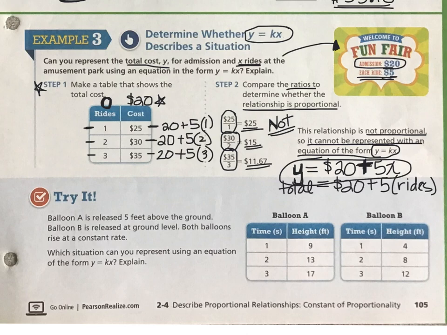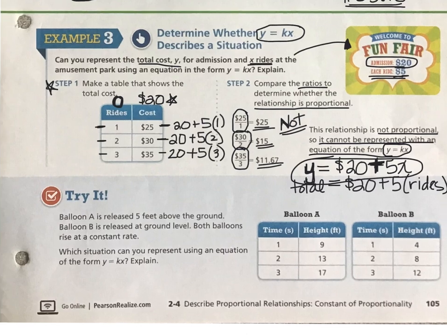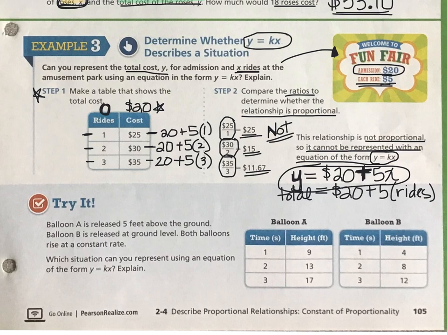Now let's consider the try it question at the bottom of the page. Balloon A is released 5 feet above the ground. Balloon B is released at ground level. Both balloons rise at a constant rate. Which situation can you represent using an equation in the form y equals kx? Explain. So what we're looking for here is to determine which of these two is a proportional relationship.